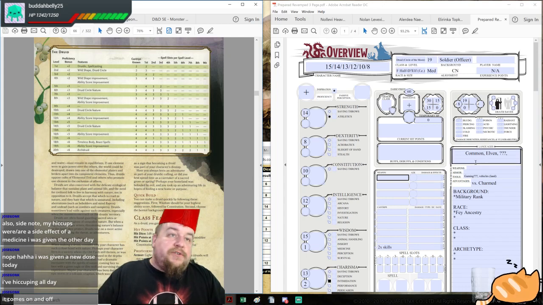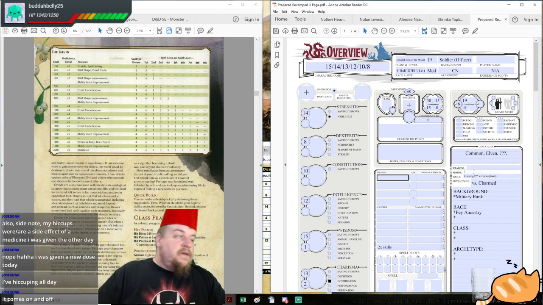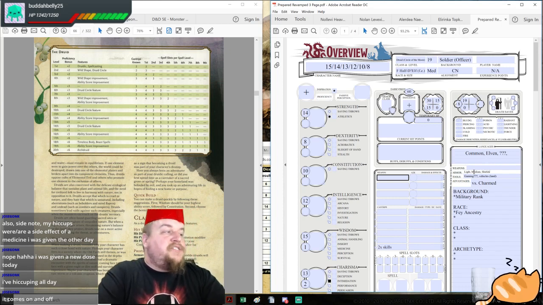Next up, druids get a very interesting array of armor and weapons that are available. Armor is light, medium, and shields. There is a note that says druids will not wear armor or use shields made of metal.